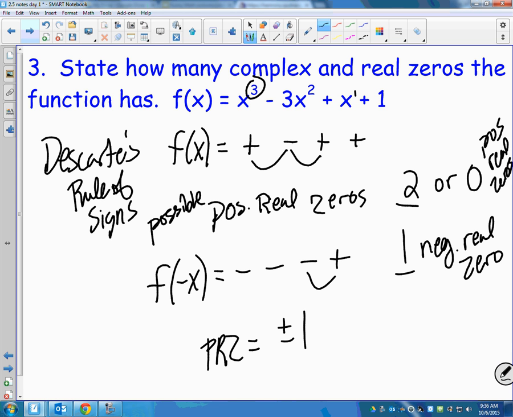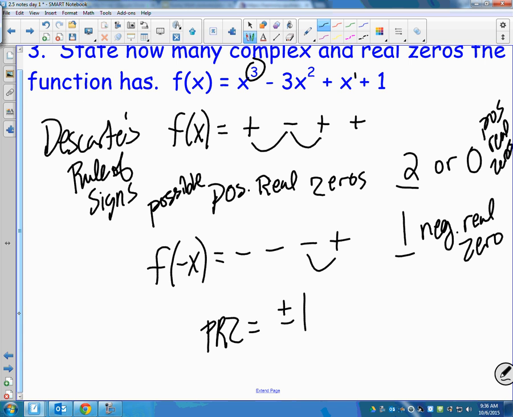I think positive one's going to work. Is that true? If I plug 1 in here, I get, oh, it's not going to work. It's going to be negative 1, isn't it? 1 minus 3. Oh, no, that works, right? Plus 1 plus 1.